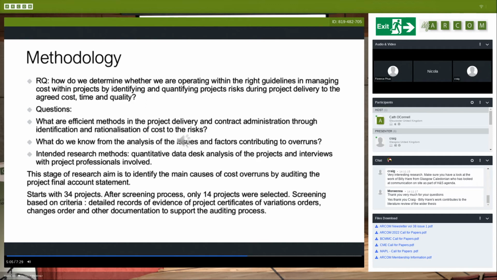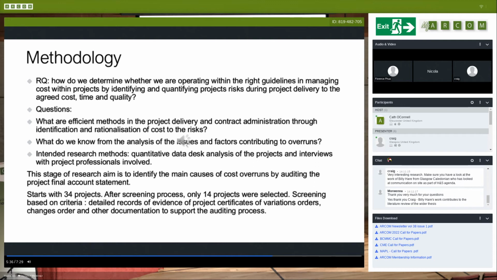However, after numerous attempts, it is very difficult to actually get in touch and get hold of the project professionals due to the lockdown, as most of them, actually all of them, are working from home and they are struggling to be interviewed for this data collection at this point when we're conducting the research.